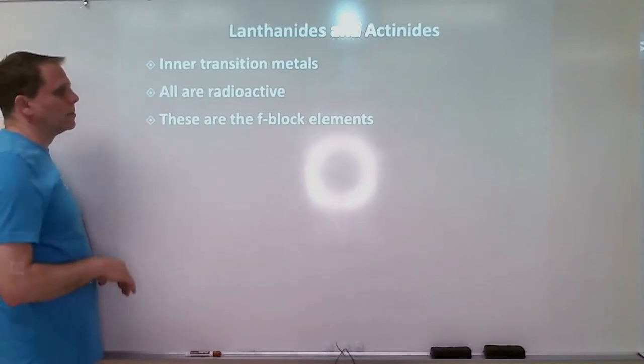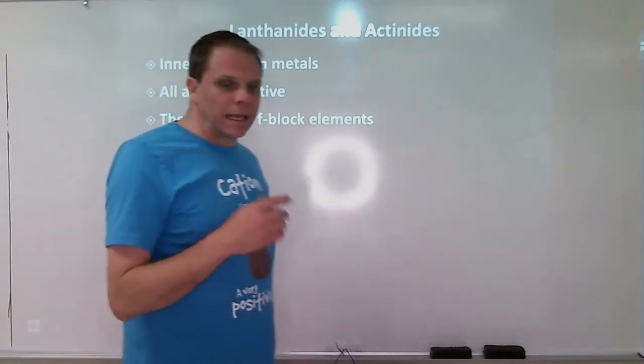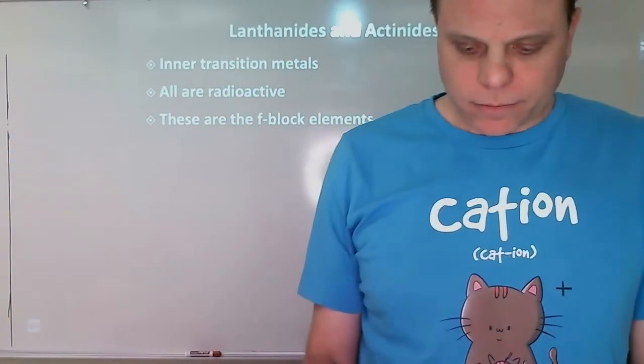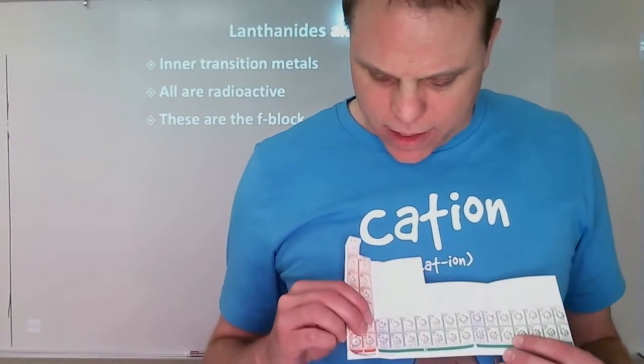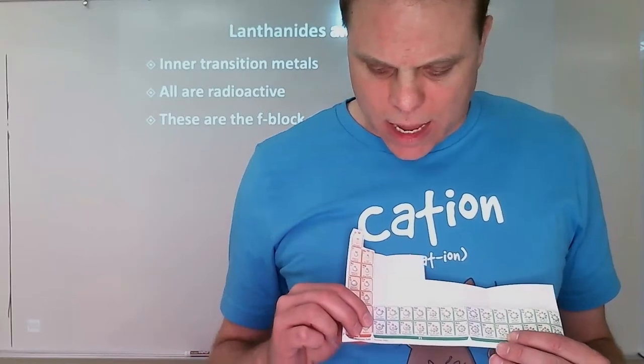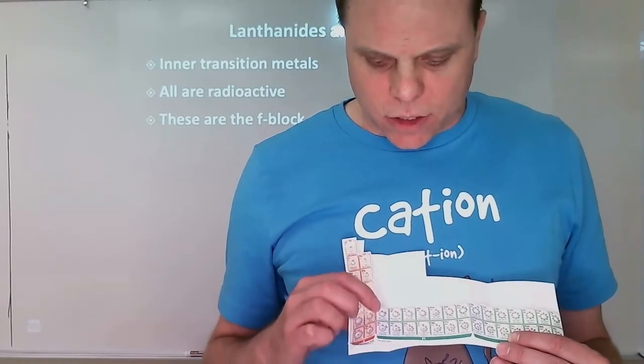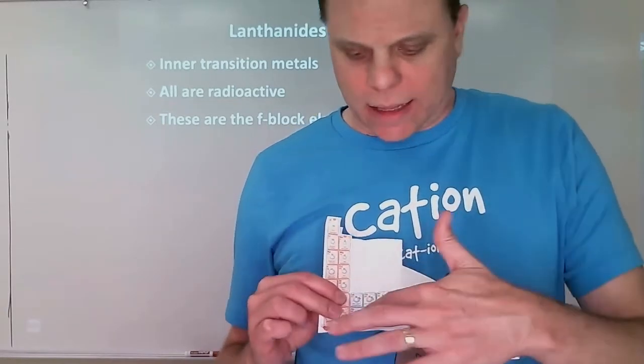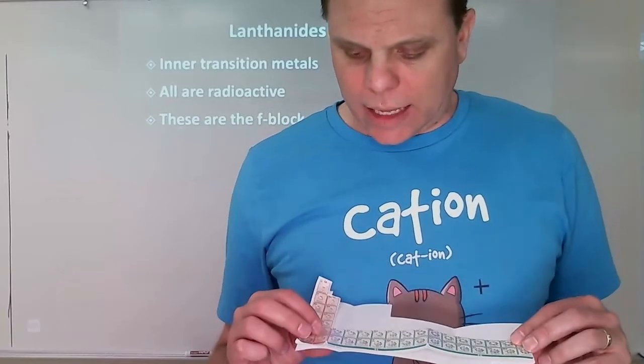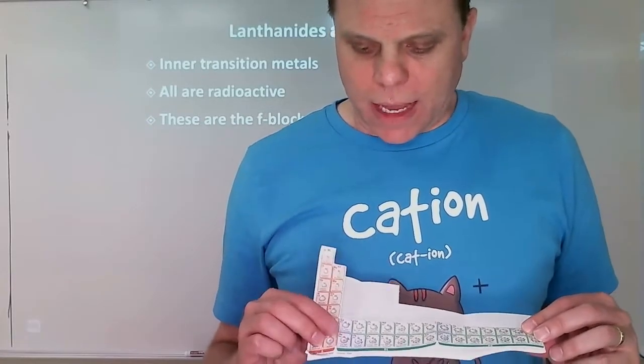All right, so our inner transition metals, again, radioactive, many of them are man-made. The F block elements, and there are two elements, lanthanum and actinium. Lanthanum is right there, number 57. Actinium is number 89. These are the two elements that kind of start the lanthanides and the actinides. That's why they're called lanthanides and actinides, because of lanthanum and actinium.